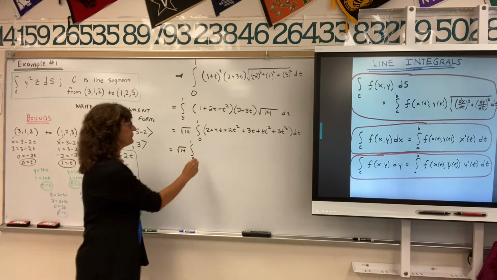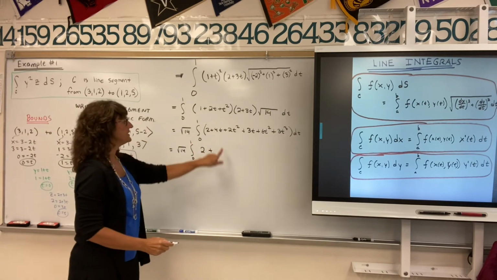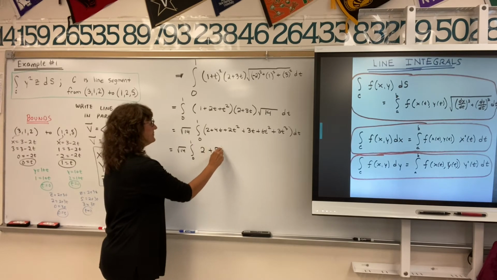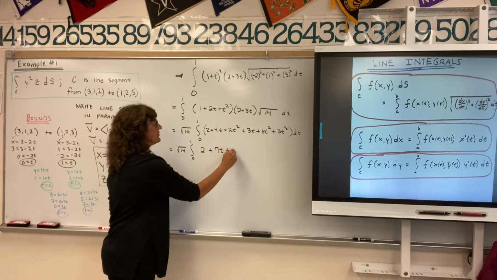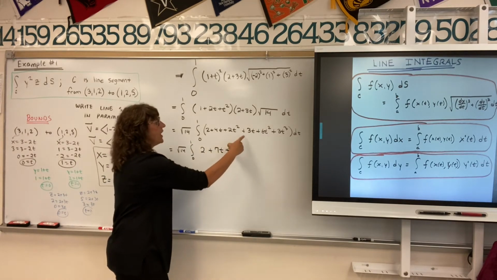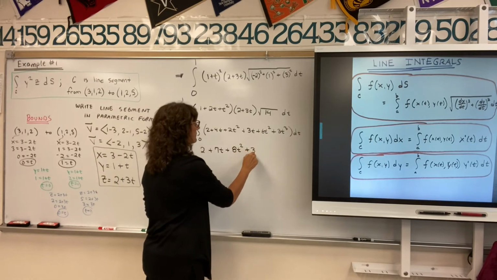What do we have here? We have 2, okay, plus how many t's? 4 plus 3, 7 of them, okay. How many t squareds? 8 of those, all right. How many t cubes? 3 of those, all right.